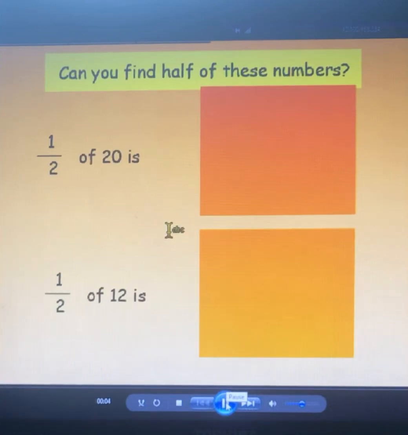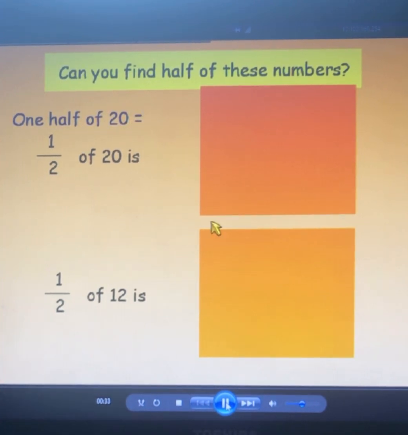So today we are going to have a look at finding fractions of numbers. So it's finding fractions of amounts, and we call these unit fractions. When I say we're finding fractions of numbers, it's like this, look. So 1/2 of 20. Now you could write it like this, 1/2 of 20.